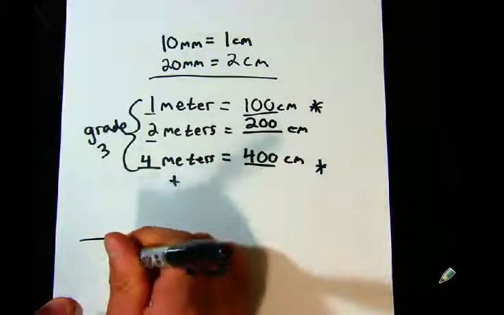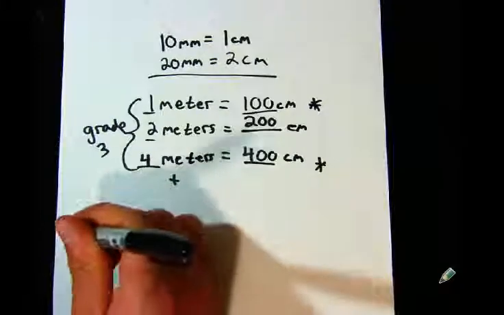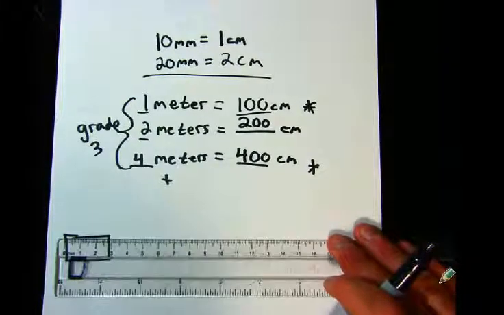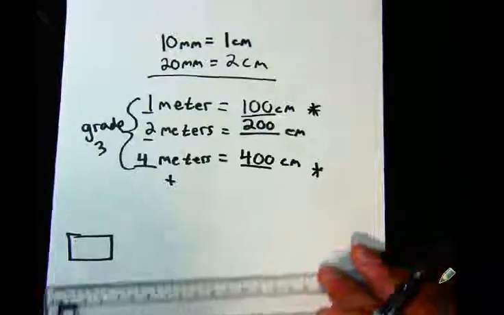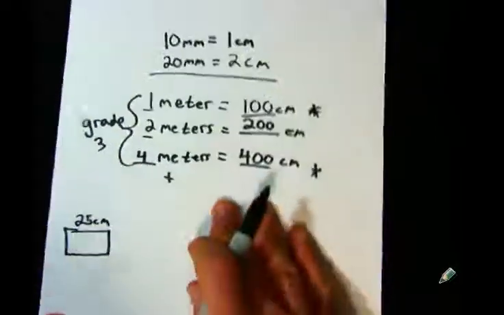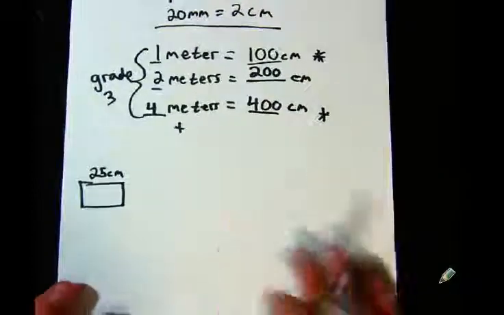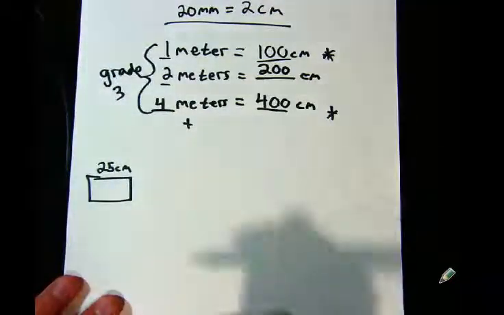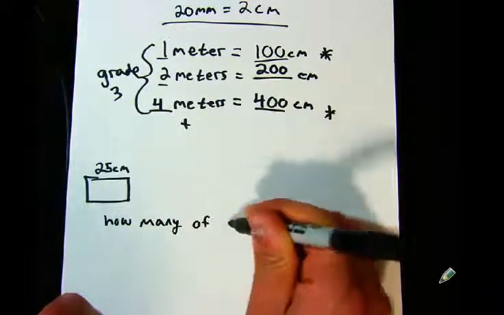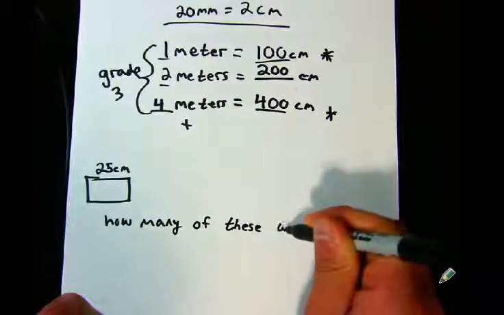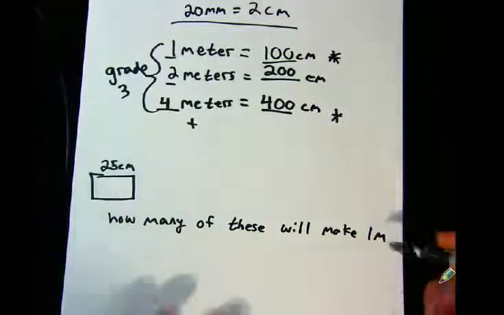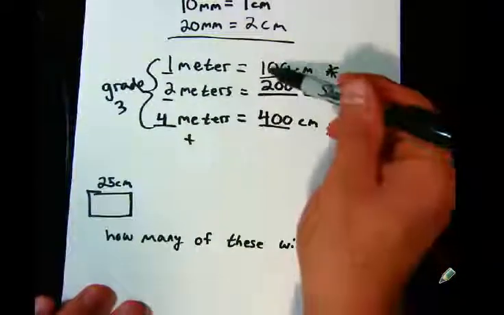25 centimeters long, something like this. Let's say I took my ruler and measured it. Again, this one here is not 25 centimeters, it's about 3 centimeters, but let's say I had this as 25 centimeters. I can ask you a question, and you will get a lot of this, especially on the provincial exams. They like to ask you questions like, how many of these will make 1 meter?